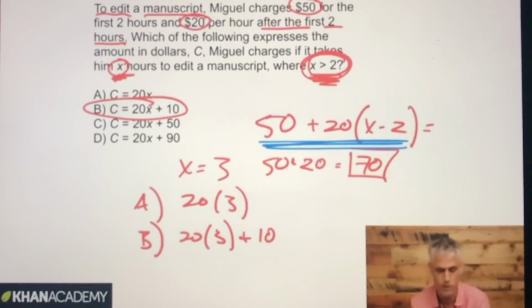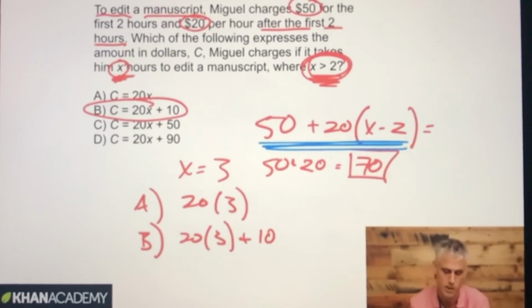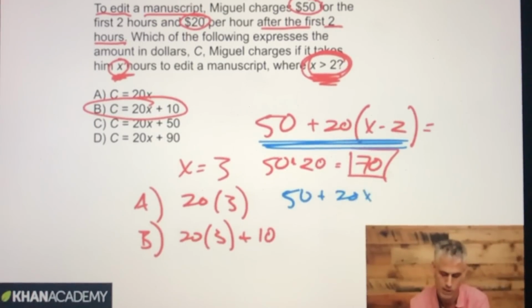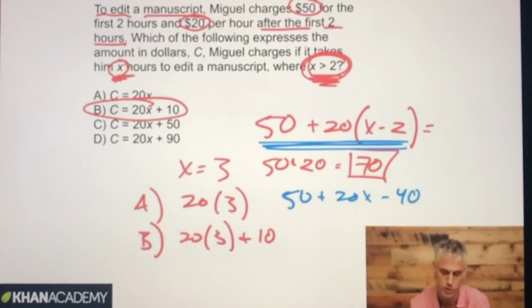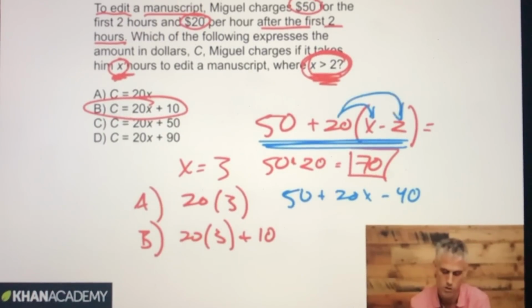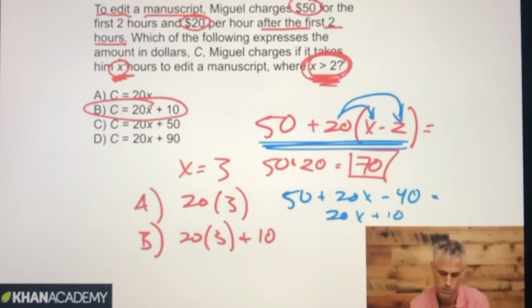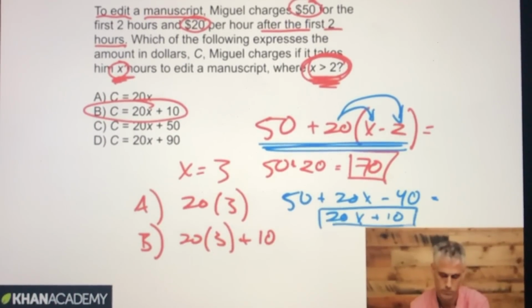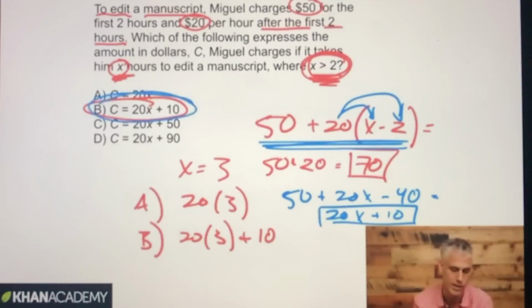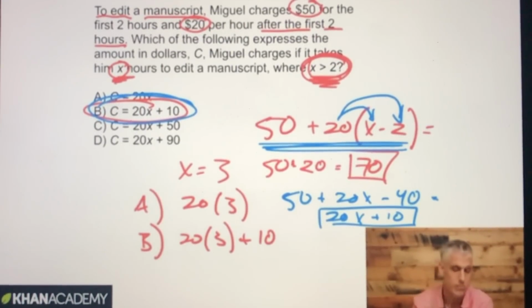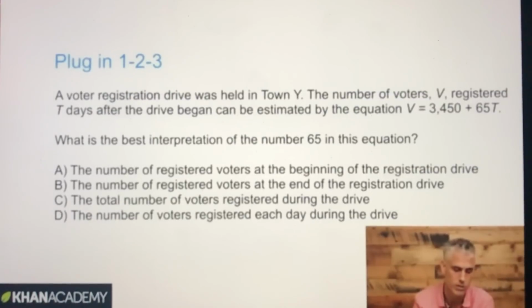Okay, and as we see, it also matches up with what we did here. If you had the correct way to conceptualize this problem, this will come out to be 50 plus 20x minus 40, because you distribute here and here. And that's going to give you 20x plus 10. Okay, so you can double check it that way. Both ways we have B. But plugging in can be super helpful, as you've just seen. So let's do a couple more.